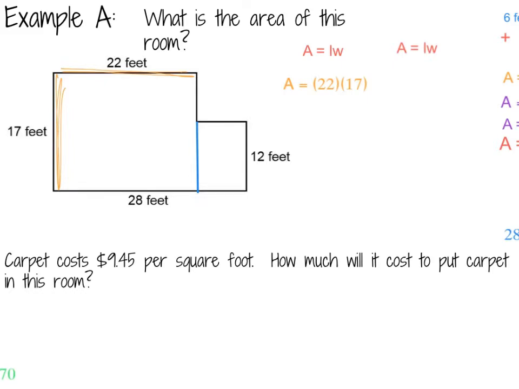All I have to do is multiply. 22 times 17 gives me 374. Perfect. I've got my first rectangle's area, and I'm well on my way.